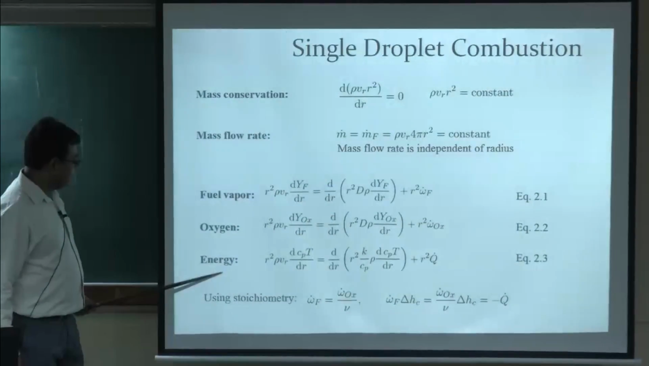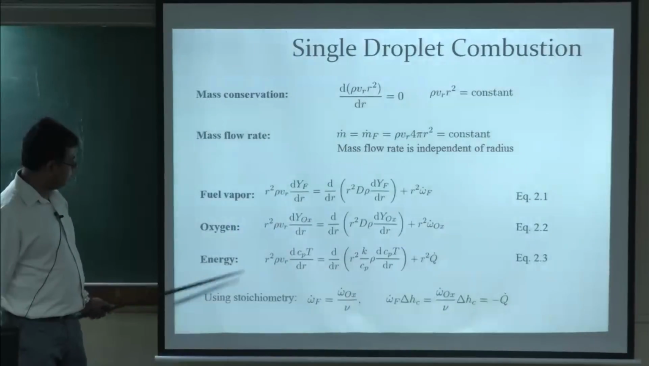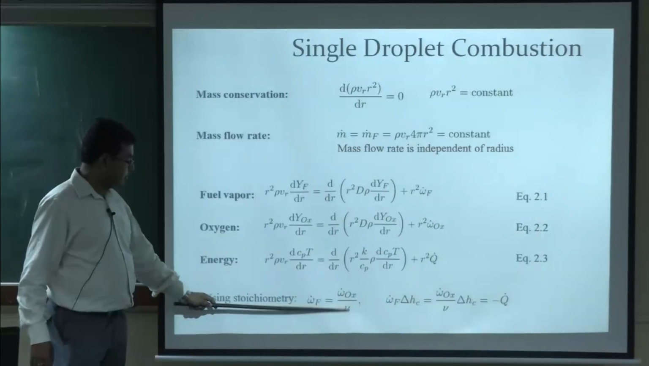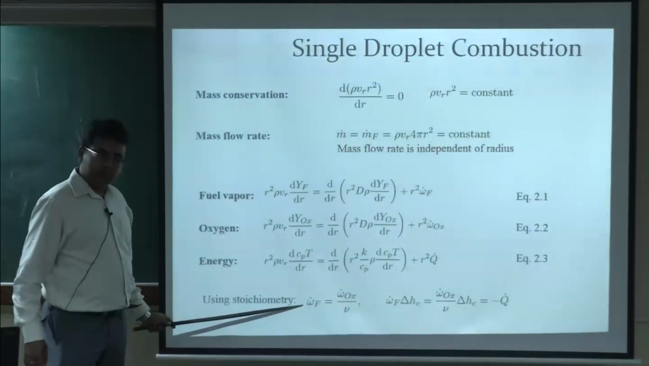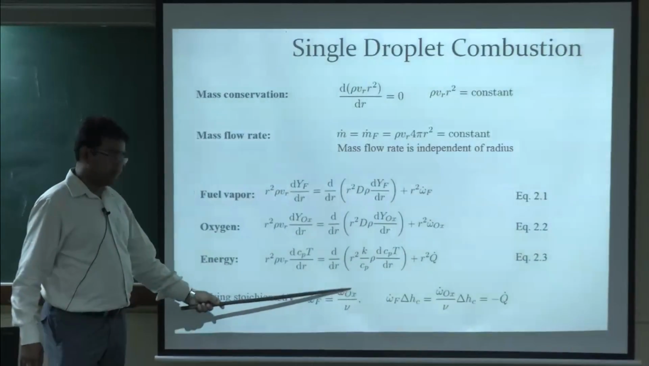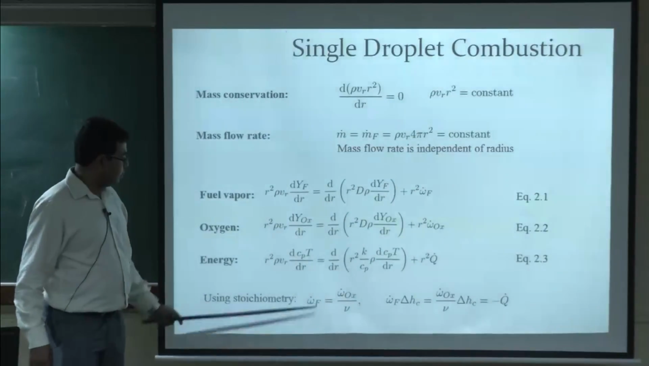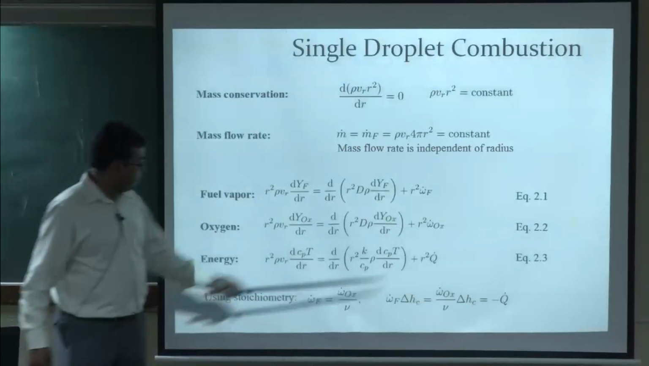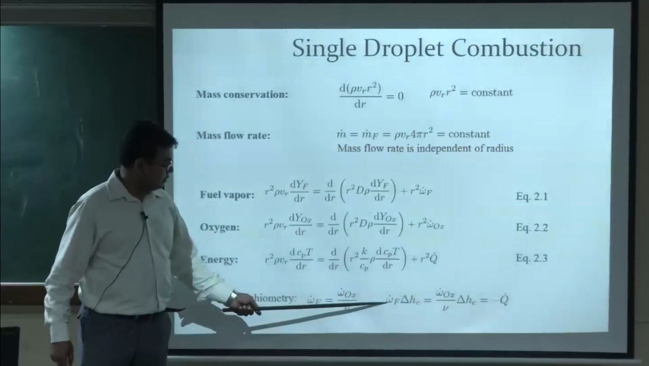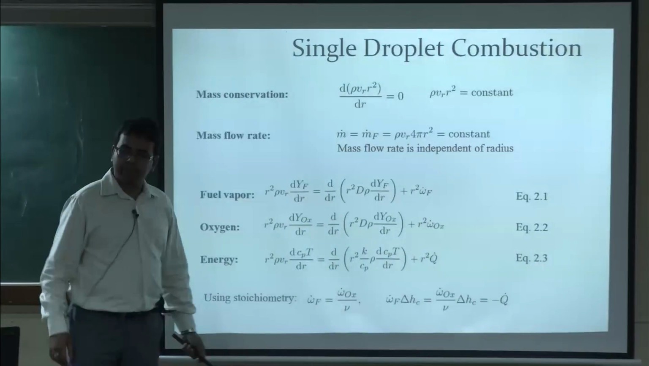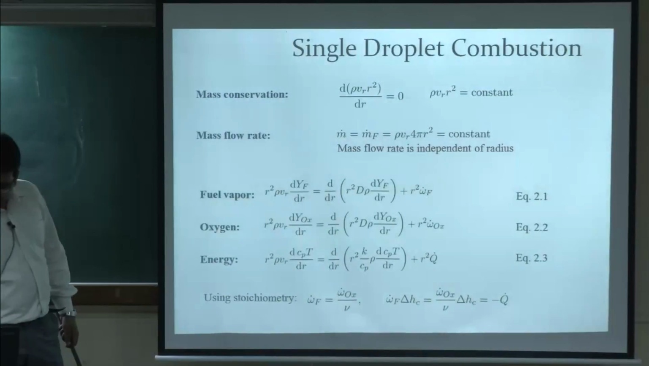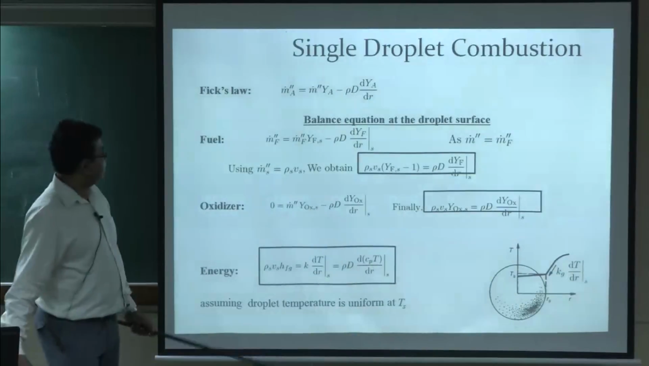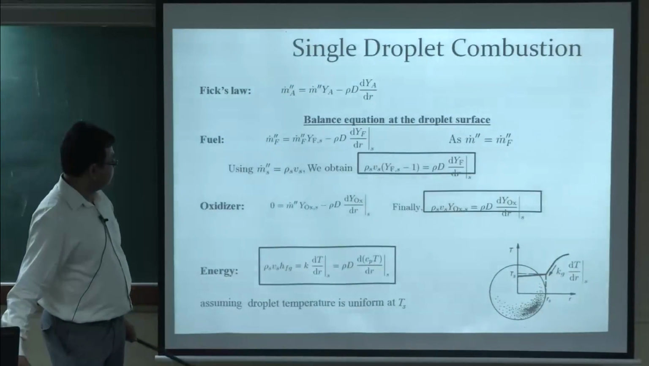So, same thing about the energy equation: we write down the energy equation in the spherical coordinate system, and from our knowledge of the stoichiometry, we know that omega dot f and omega dot x are related by this. So, we can use this relationship here and simplify, and q dot is the heat release term, that is omega dot f multiplied by the heat of combustion, right.